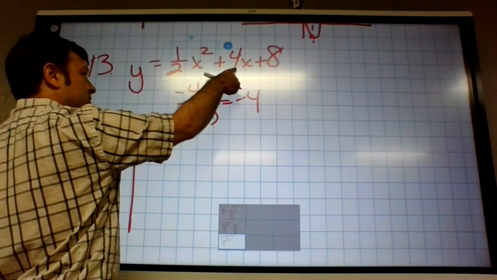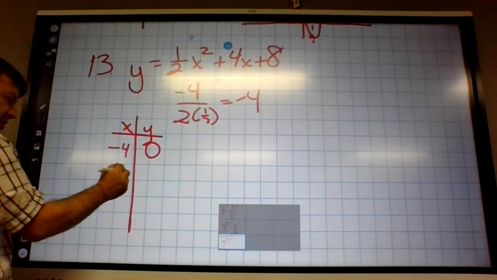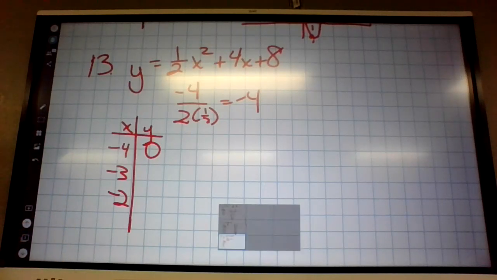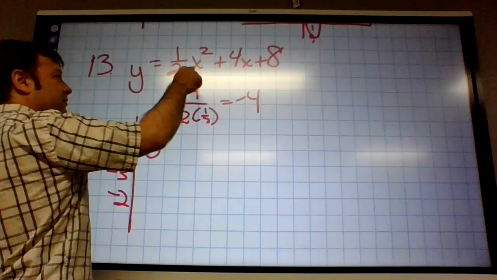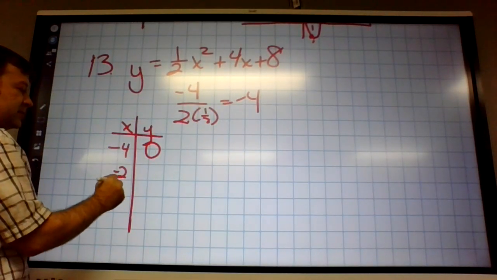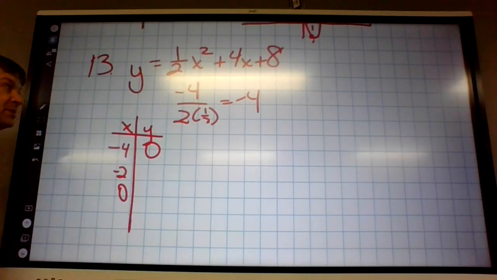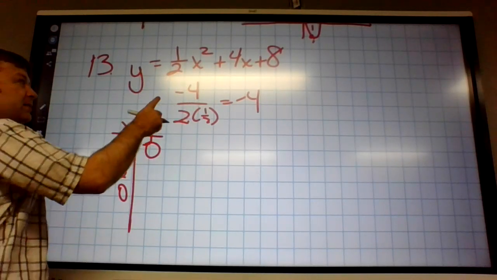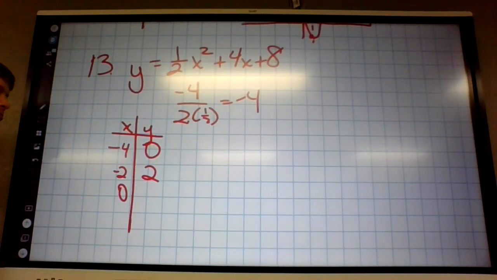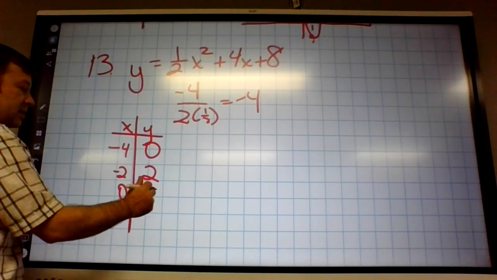8 minus 8 is 0. I'm also going to plug in negative 3 and negative 2. This is a fraction, that'd be 4.5 minus 2. Maybe I'll plug in negative 2 and 0 because that way I don't have to worry about fractions doing it in my head. So if I plug in negative 2, that'll be 4, 2, minus 8. Okay, that's 2. Oh, crap. 0 is just 8.